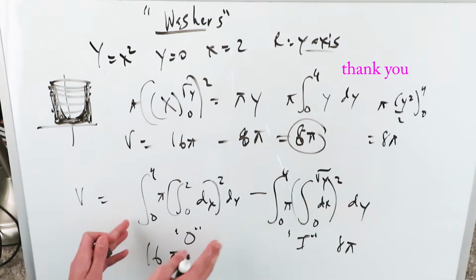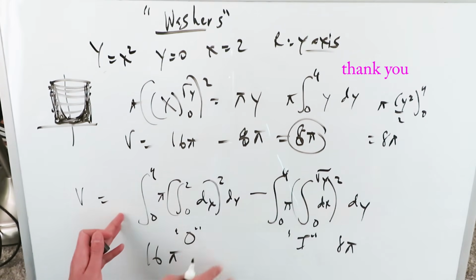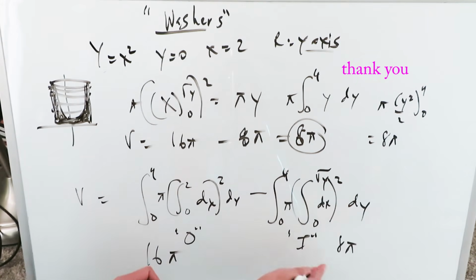I've shown you everything here. Double integral procedure with regards to washers. You're having an outer double integral and an inner double integral, and you're doing their difference, and they'll give you your volume.